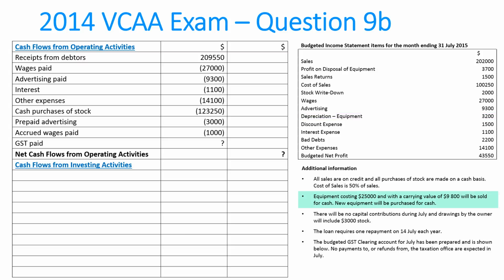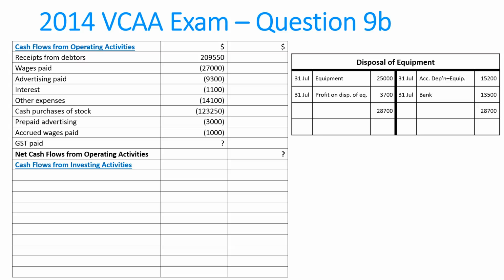What I'm told here is equipment costing 25,000 with a carrying value of 9,800 will be sold. I'm not told how much. I'm also told new equipment will be purchased, but again, I'm not told how much. So to answer this, I'm going to need to go back to 9A, and what I got in the disposal of equipment ledger was this number here. I had to figure out how much I got from selling the equipment. So I got 13,500. So I'm going to put that in as my disposal of equipment amount.